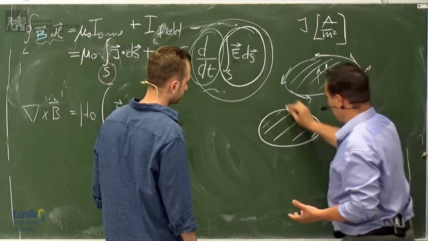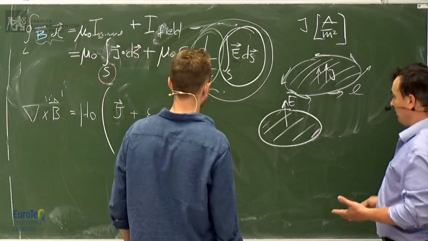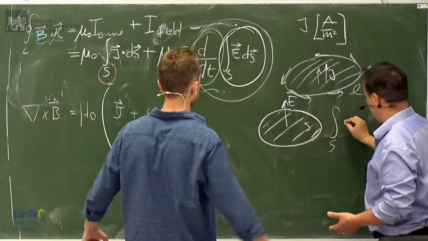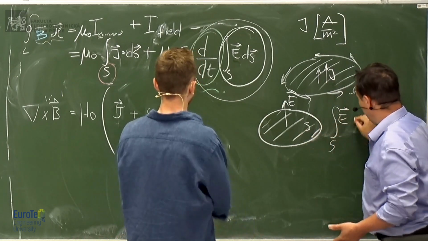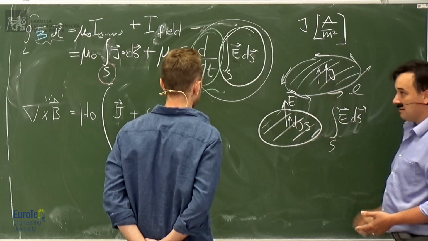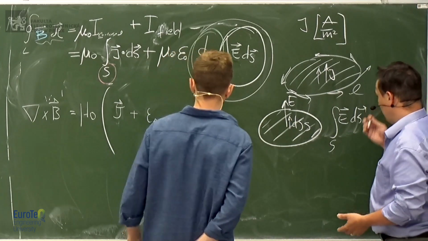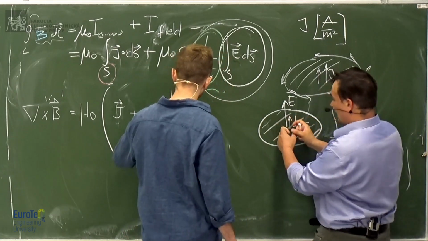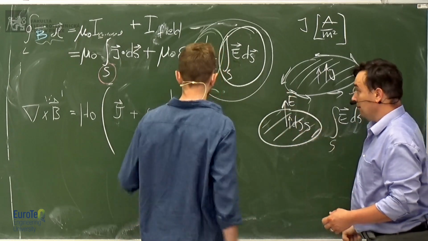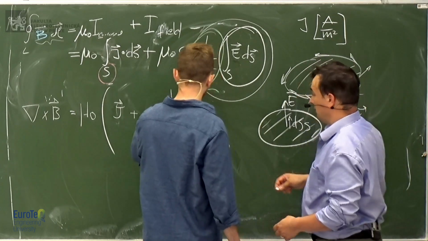If you have an electric field which crosses the surface, what is the flux? The flux is the integral over the surface of the electric field, with ds the surface element. Fine. But now I shrink down to a single point, so I don't have a surface anymore, I have only E. So it's just the electric field. Yes. Okay. Fine.